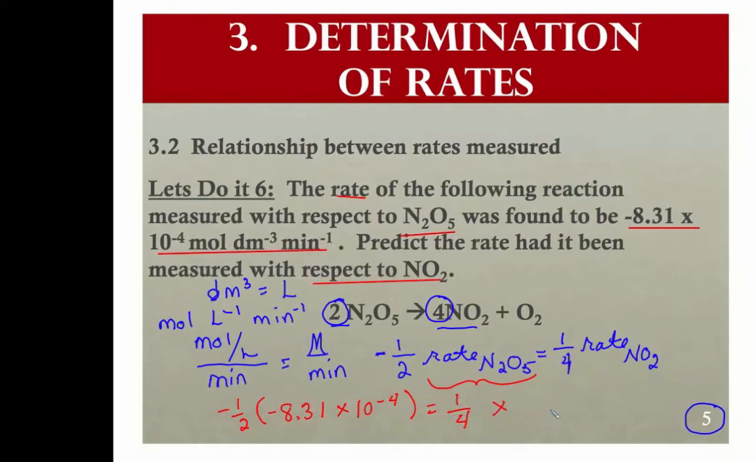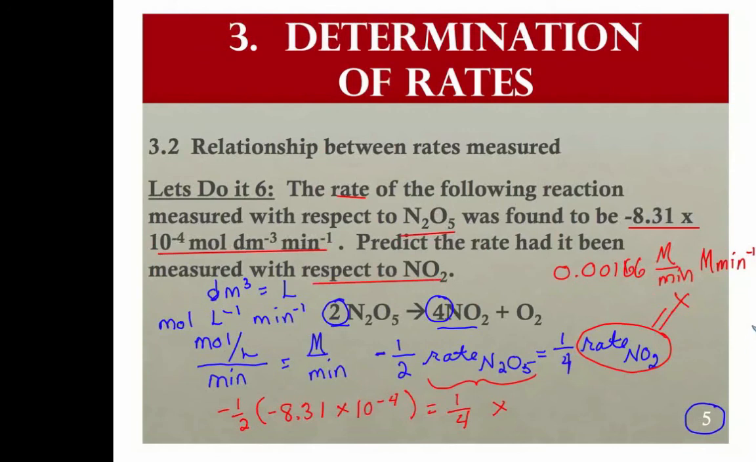So if I do a little cross multiplying, I find that my rate with respect to NO2, which we set equal to x, is equal to 0.00166 molarity per minute. I prefer not to have my units in a denominator if I can help it. So I would have written this much like you saw in the problem. I would have written it as molarity and then minutes to the -1, or minutes to the -1 times molarity. Either way would have been accepted.